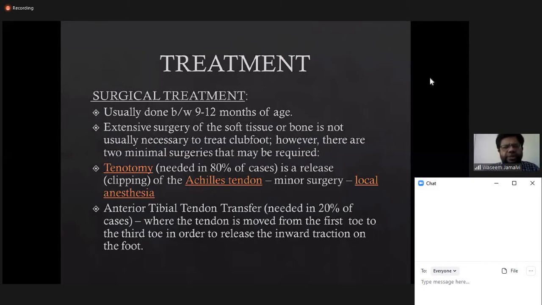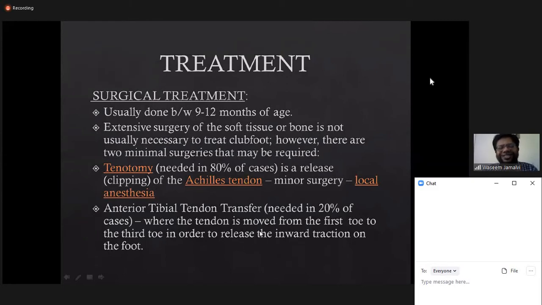But in only 20% of the children who went to the surgical process, there is the anterior tibial tendon transfer. This anterior tibial tendon transfer is a big surgery, and the tendon is removed from the first toe and attached on the third toe, giving inward traction on the foot. So this is the severe form of the surgery, but there is a very good chance to improve by this surgical process. So this is the end of only this topic, not the lecture.